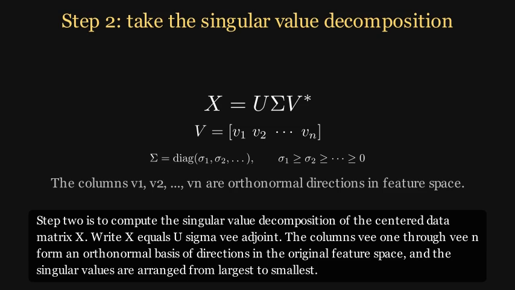Step 2 is to compute the singular value decomposition of the centered data matrix X. Write X equals U sigma V adjoint. The columns V1 through Vn form an orthonormal basis of directions in the original feature space, and the singular values are arranged from largest to smallest.